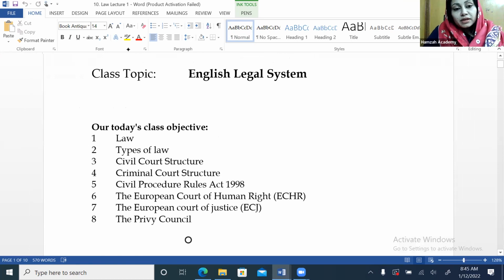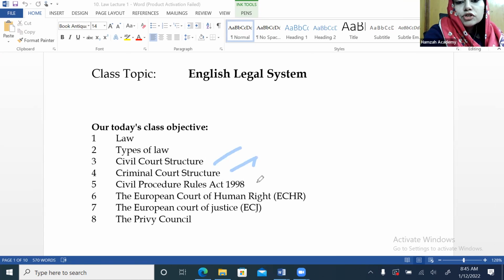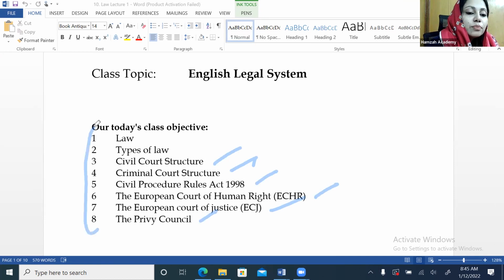The very first topic of our class is the English legal system. Our today's class objective is the topics that we are going to study in today's remaining time: what is law, types of law, the civil court structure, the criminal court structure, Civil Procedure Rules Act 1998, the European Court of Human Rights, the European Court of Justice, and the Privy Council. So we are covering these eight points in our today's remaining class.